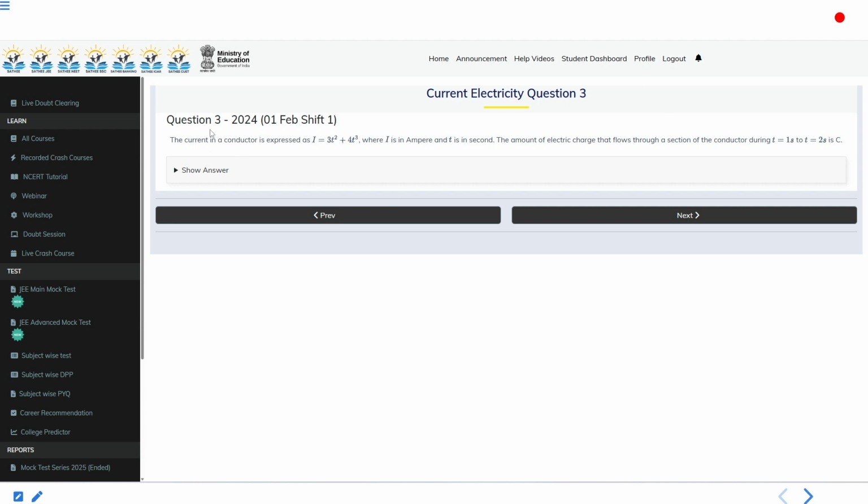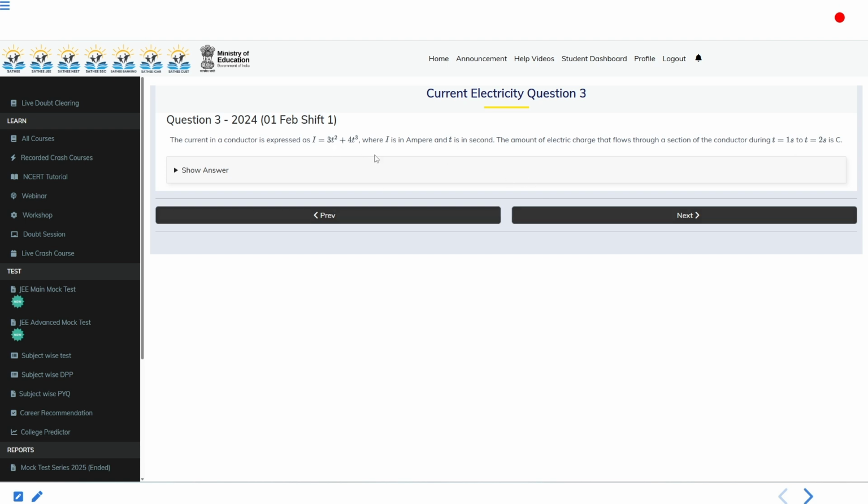So the question which came in 2024: the current in a conductor is expressed as I equal to 3t square plus 4t cube, where I is in ampere and t is in second. The amount of electric charge that flows through the section of the conductor during t equal to 1 second to t equal to 2 second is ___ C. Okay, so we have to find the charge. So how can we find the charge?